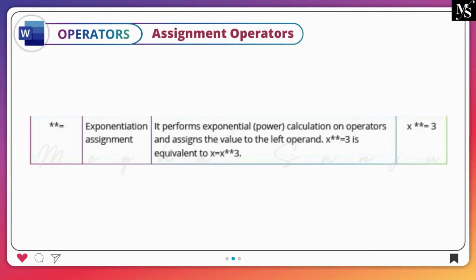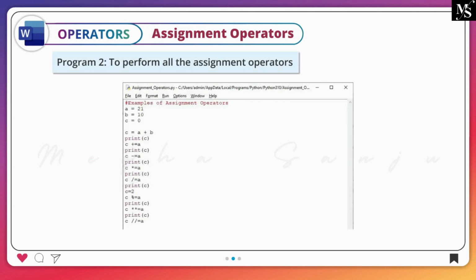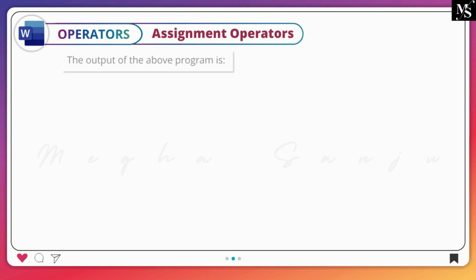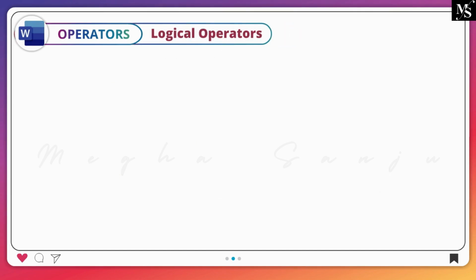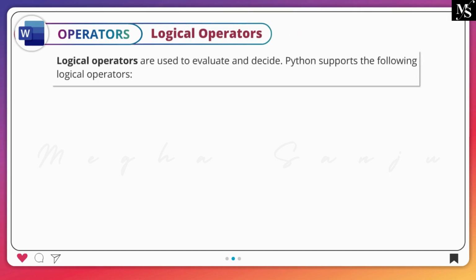Exponentiation assignment. It performs exponential power calculation on operators and assigns the value to the left operand. x exponentiation equal to 3 is equivalent to x equal to x exponentiation 3. Example: x exponentiation equal to 3. Program 2. To perform all the assignment operators. The output of the above program is shown. Logical operators. Logical operators are used to evaluate and decide.